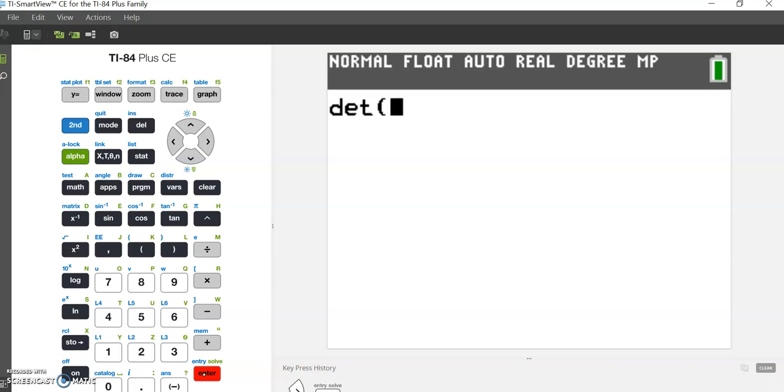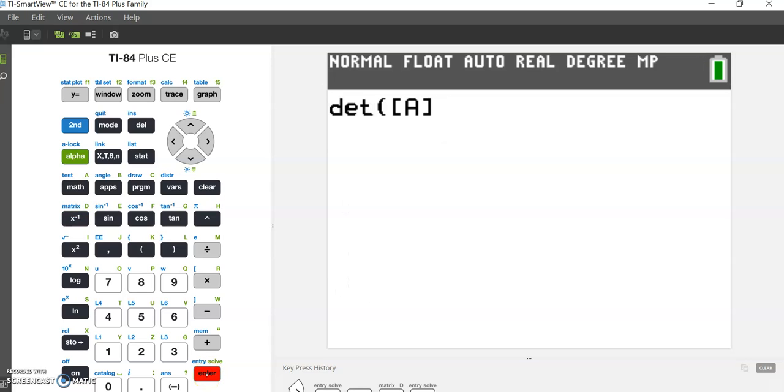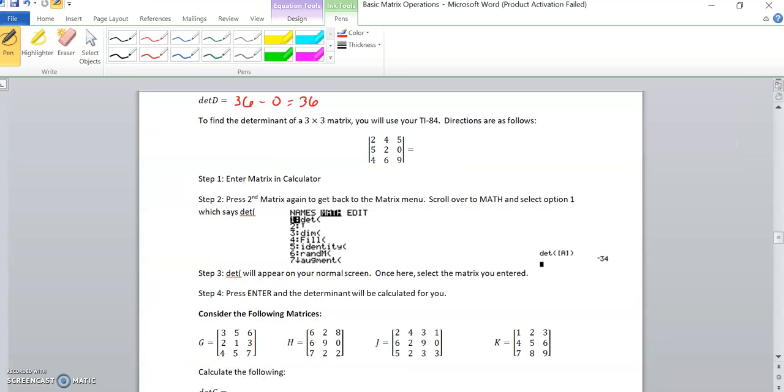So we want the determinant of matrix A. Well, how do we put matrix A in here? How do we define that on the calculator? And really, it's not difficult. We go back to second matrix. And remember I said we have the matrix names right here? That's how you are able to input these into commands in the calculator. So also note that it's changed this and says it's a 3 by 3. So we hit enter. We're finding the determinant of A. I can close the parentheses if I want. And I hit enter. It says it's negative 34. Well, if you look at your sheet, it says determinant A is negative 34.